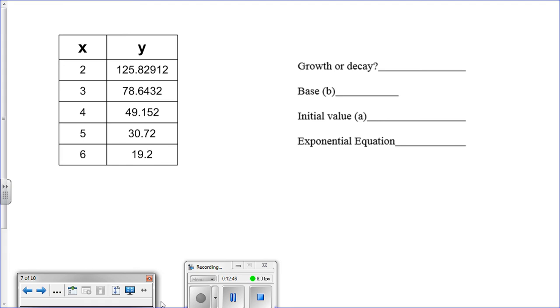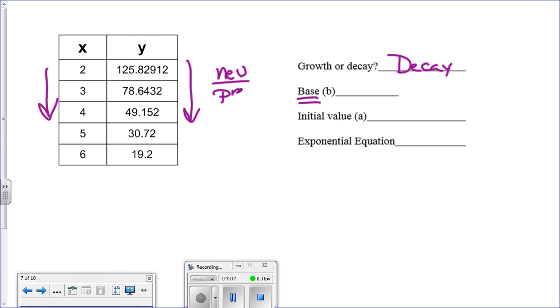Okay, you notice they're getting more complicated here. As x gets larger, my y values are getting smaller, so clearly this is decay. That means my base is going to be between 0 and 1. So I need to do a ratio of new to previous. Now I'm going to choose the easier numbers here. I'm going to go with those two.